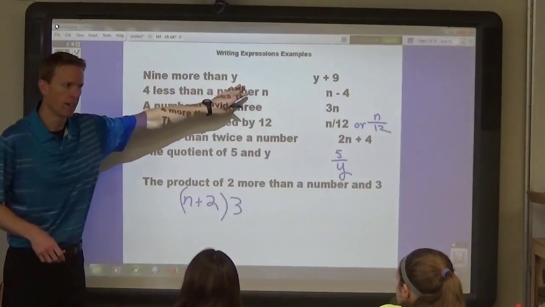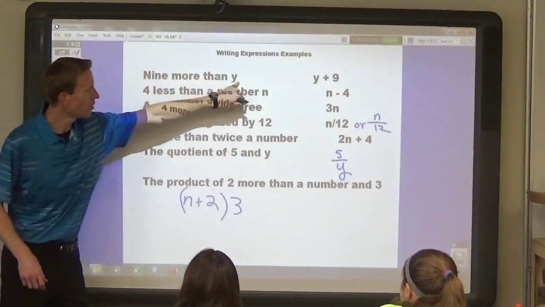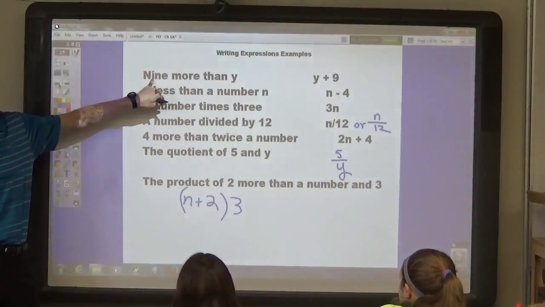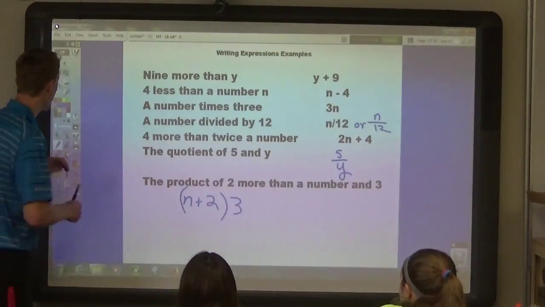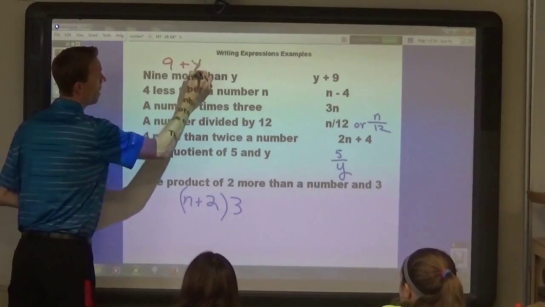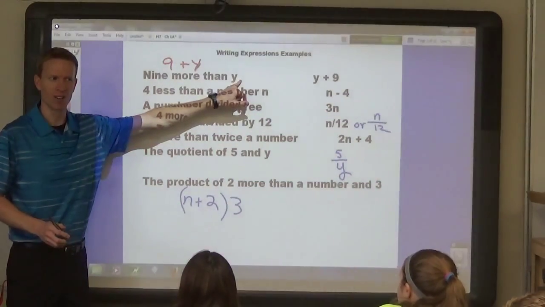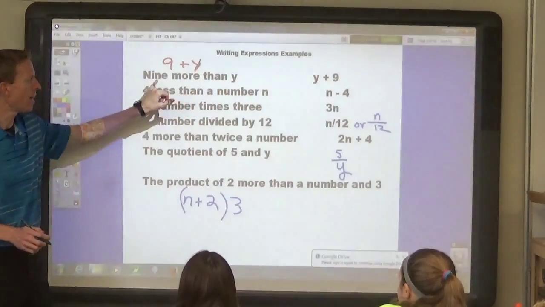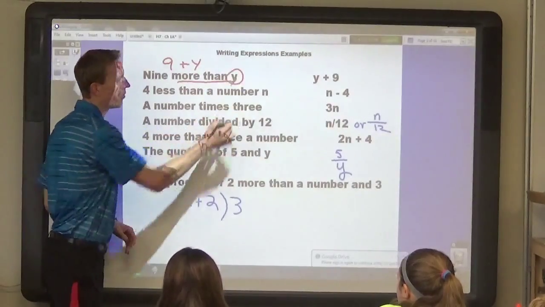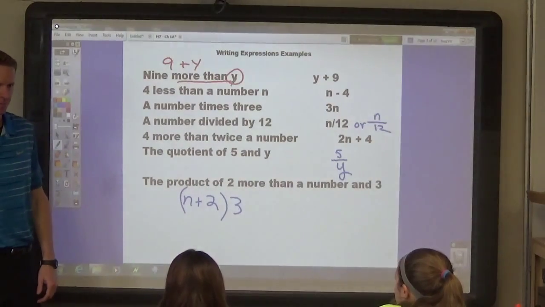9 more than y. Okay? 9 more than y. Now, when you look at this one, the 9 is the first thing you read, right? So, the mistake that we often make is writing 9 plus y, because that's the order that it's written in. But that's wrong, all right? When you read 9 more than y, the more than y means that this is the amount that you're starting with. So that's the amount you have to put first.